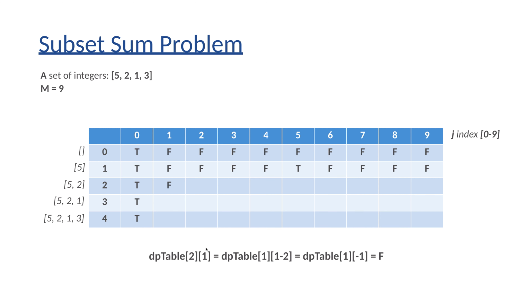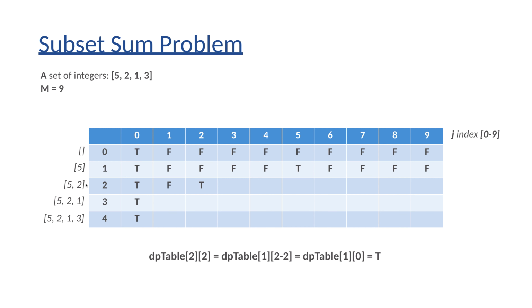1 is j, so the column index, and i is equal to 2, so j minus 1. Of course, in this case, because we end up with a negative value, we copy the value above. Okay, in this case, we have to use the formula. So as you can see, we have to use the dynamic programming table with row index 1, column index 0, and it has the value true.